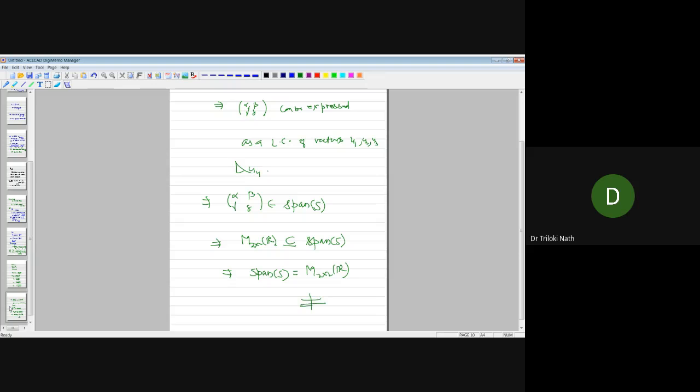So that is it for today up to here. I think everyone is clear. In the next lecture, we will see some more examples and some algebra of span of a subset.